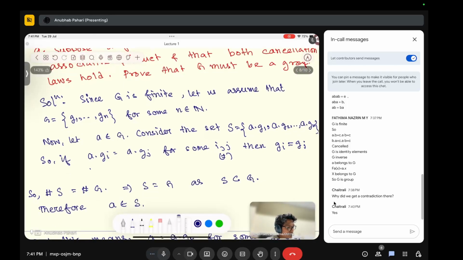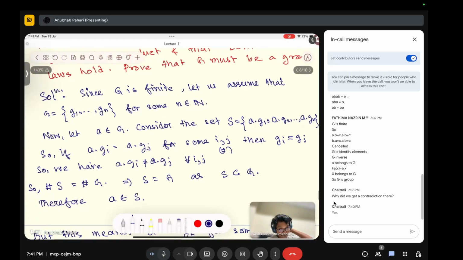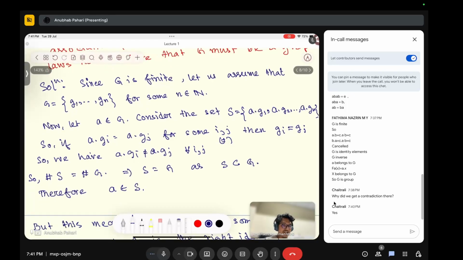So we have A dot Gi not equal to A dot Gj for every i, j. I think this is fair. Yeah, I should not write contradiction as I am not claiming anything. Thank you for correcting me. So I think the rest of the proof is clear, right? Okay.